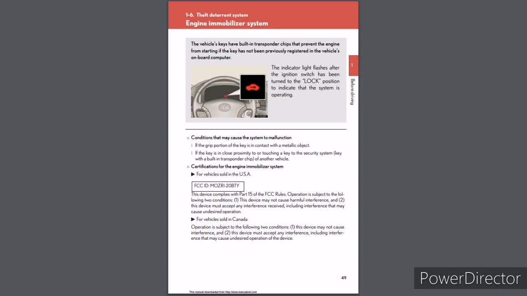Section 1-6, Theft Deterrent System, Engine Immobilizer System. The vehicle's keys have built-in transponder chips that prevent the engine from starting if the key has not been previously registered in the vehicle's onboard computer.